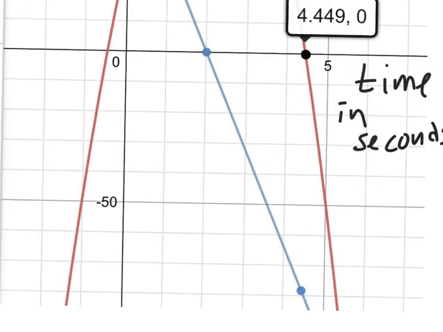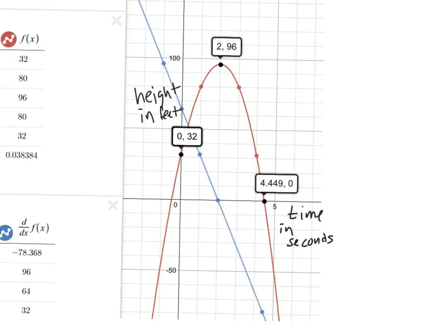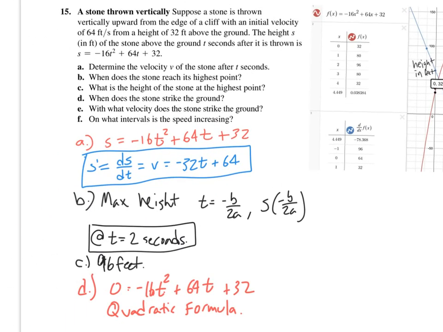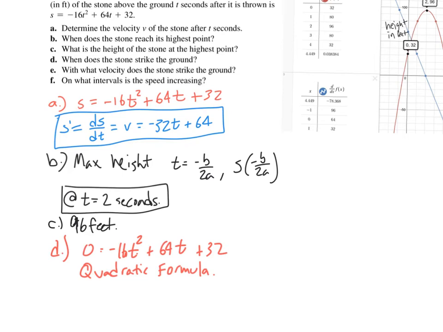So if we zoom in here, we notice that the stone hits the ground at 4.449 seconds. Okay, that's that point right here. That's the x value or the time value. Okay, and that's when we have a height of 0. Okay, when does it hit the ground? Well, the height off the ground is 0 feet. So let's go ahead and go back, and in part D, let's just write at time 4.449 seconds. Okay, 4.5 seconds.